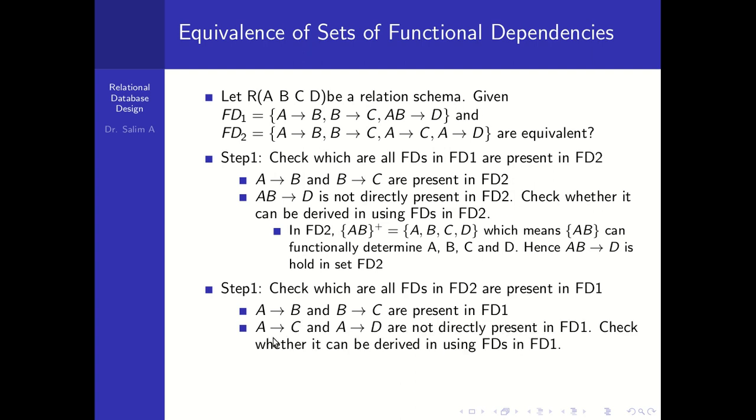And what about the others? A determines C and A determines D are not directly present in FD1. Check whether they can be derived using FDs in FD1. What is required for A determines C? You take the closure of A. A closure is A, B, C, D. Therefore, A closure contains A, B, C, D. What's the meaning? A can functionally determine A as well as B, C and D. Therefore, the FDs A determines C and A determines D can be inferred.